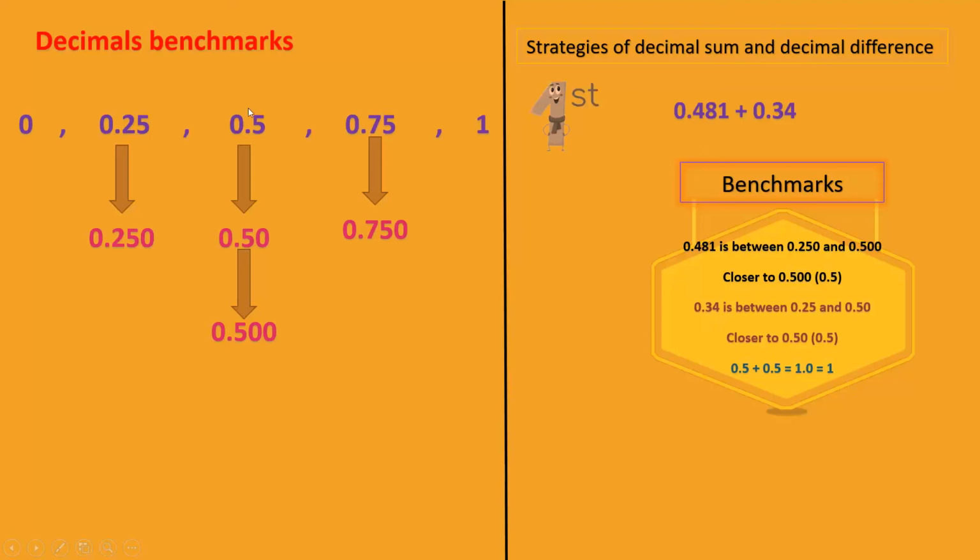0.34. 0.34 is between what and what? Yes, it's between 0.25 and 0.50, right? So this is between these two benchmarks, 0.25 and 0.50, and it's closest to, yes, 0.50. So here we have 0.500 and here we have 0.50. We can replace them with 0.5 and 0.5 and add. So 0.5 plus 0.5 is 1.